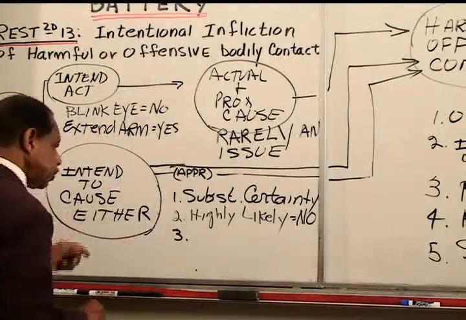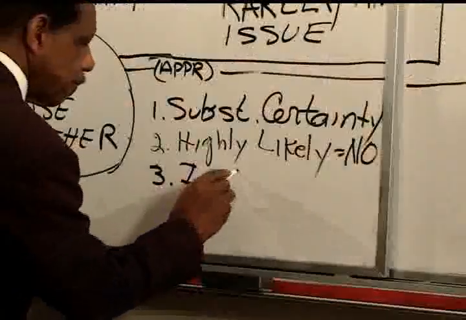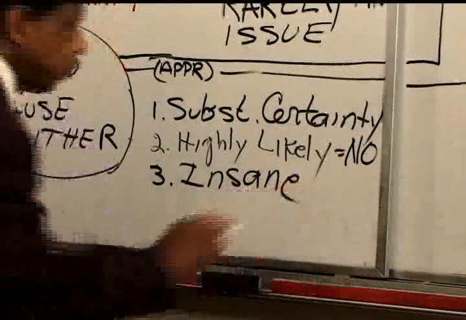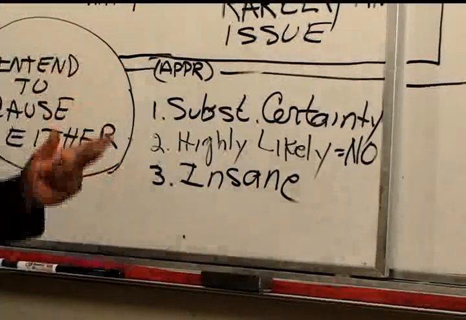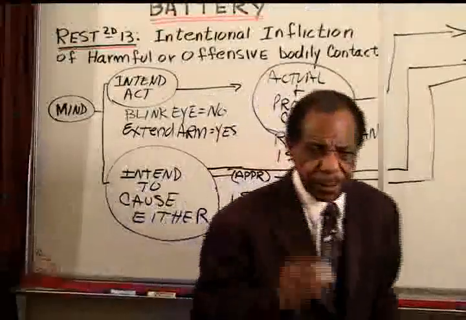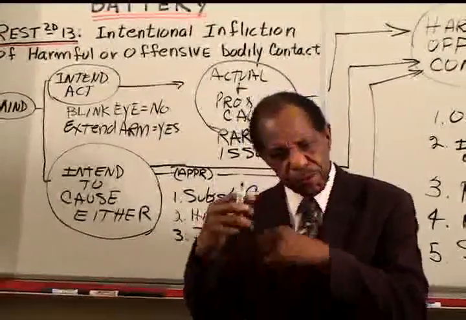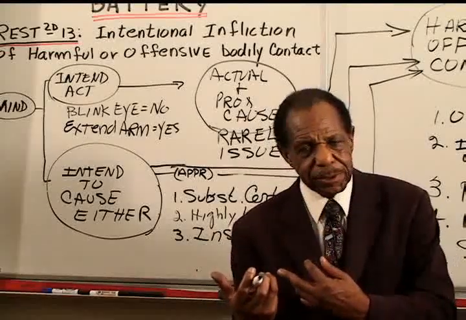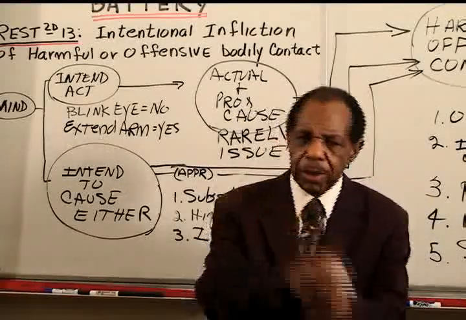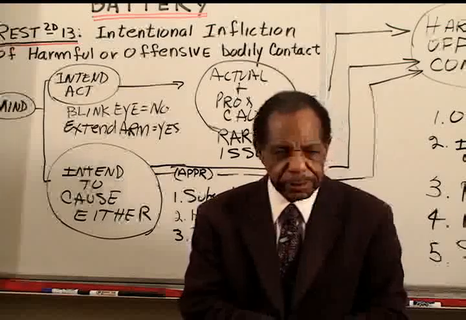Next, you need to know that insane people can do this. Insane people can commit battery. Why is that? Because the only intent you need to do the battery is the intent to move your body, which insane people can do, and intent to cause an offensive touching.